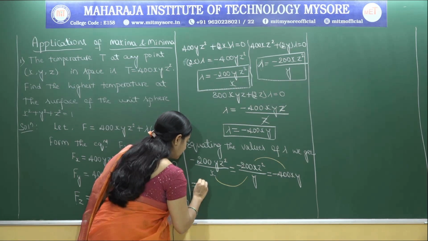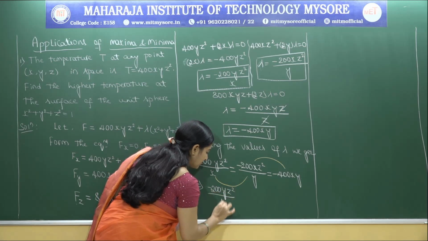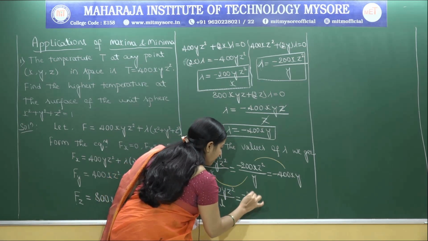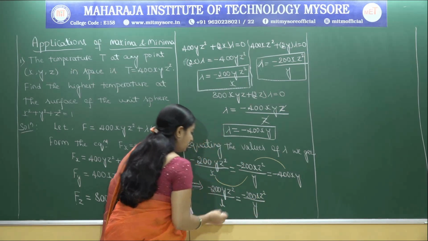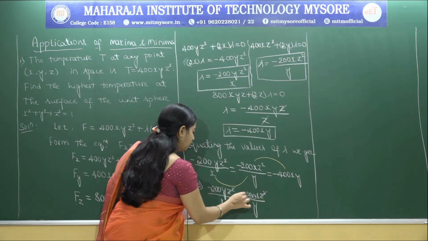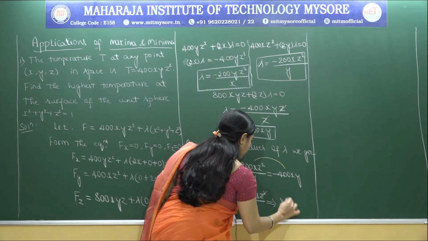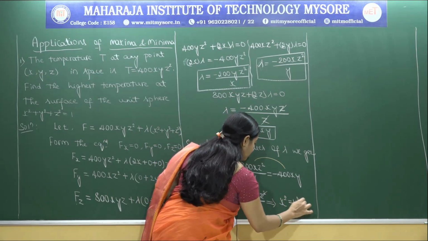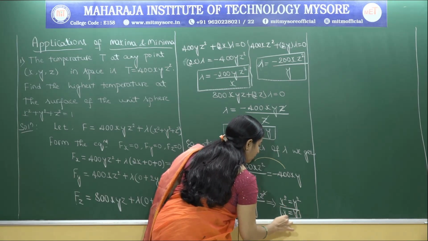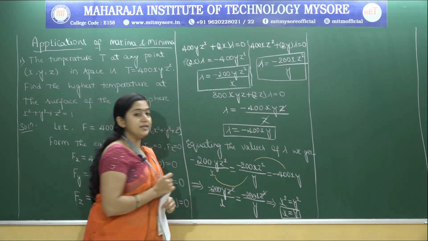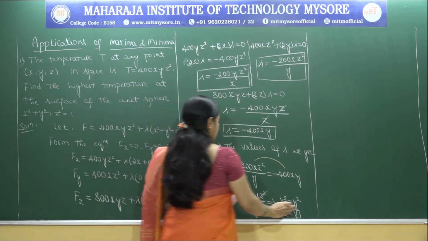This implies minus 200yz squared divided by x equals minus 200xz squared divided by y. Then cancel the z squared along with minus 200. Cross multiply this. You will get x squared equals y squared, or x equals plus or minus y. So I take only the positive term since I have to write the maximum, or the highest temperature. x equal to y.